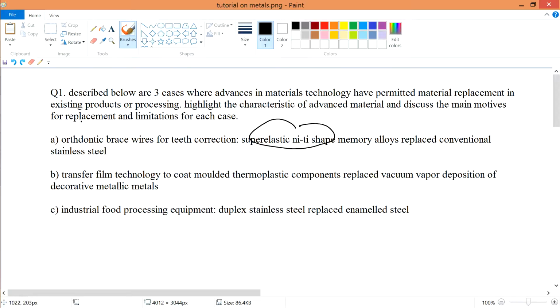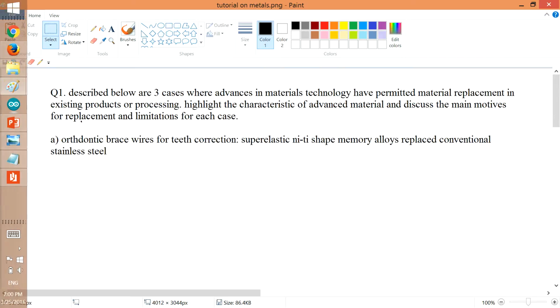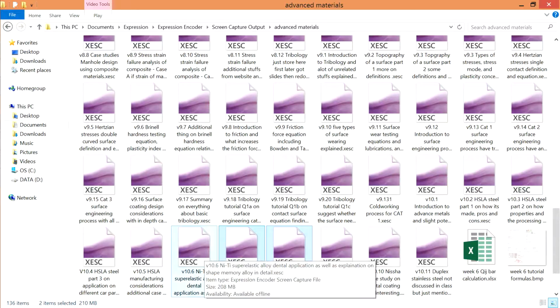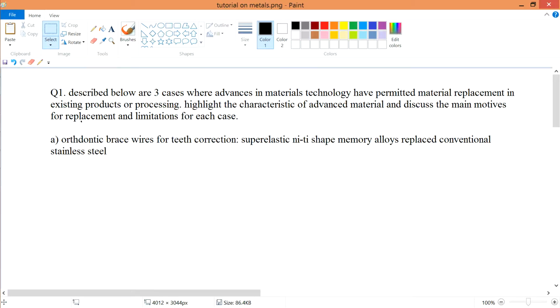And why do we use super elastic nickel titanium against conventional stainless steel? So what is it all about? If you remember, this was discussed in previous parts. I think it's in 10.8, nickel titanium alloy shape memory properties, and a deeper approach in explaining shape memory. It's either one of them, not both. It's this one, 10.6, dental application. Super elastic alloy dental application. Just a brief thing talking about it.